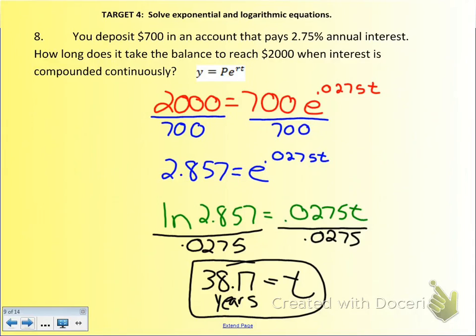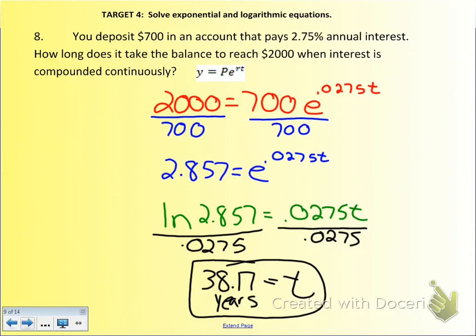At that point, you're like, I don't know what to do from there. My variable's up in the exponent. So if you can't do it in whatever form it is, you need to translate it into the other one. It's in exponential form. We cannot do it in exponential form, so we're going to translate it into logarithmic form. Because our base is e, we're going to do the natural log. So we have the natural log of 2.857 equals 0.0275t. And then we're going to divide both sides by 0.0275.